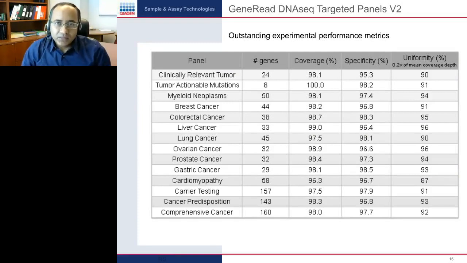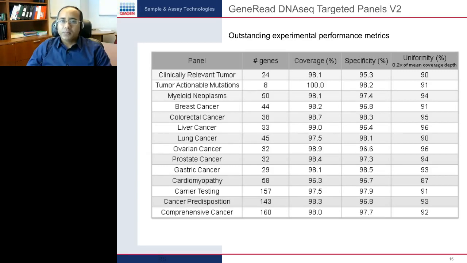And as I said, all the 14 panels which QIAGEN has developed are wet bench validated, and they show outstanding experimental performance, as shown here in this table. The first column shows the name of the different panels. The second column shows the number of genes in that particular panel, and the third column shows the percentage of coding region covered in a panel.